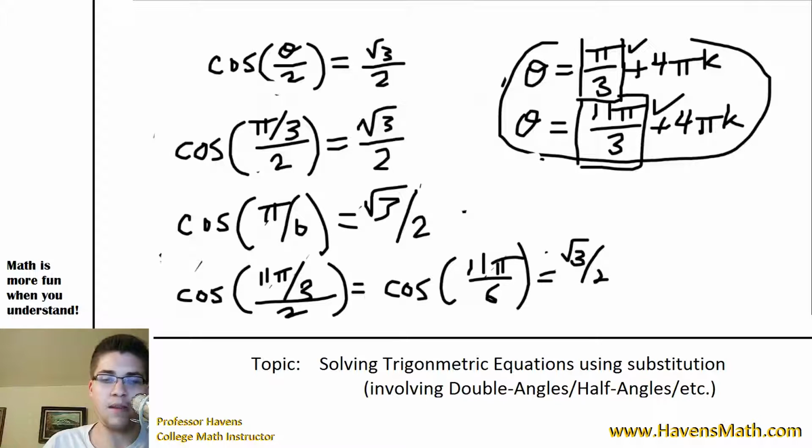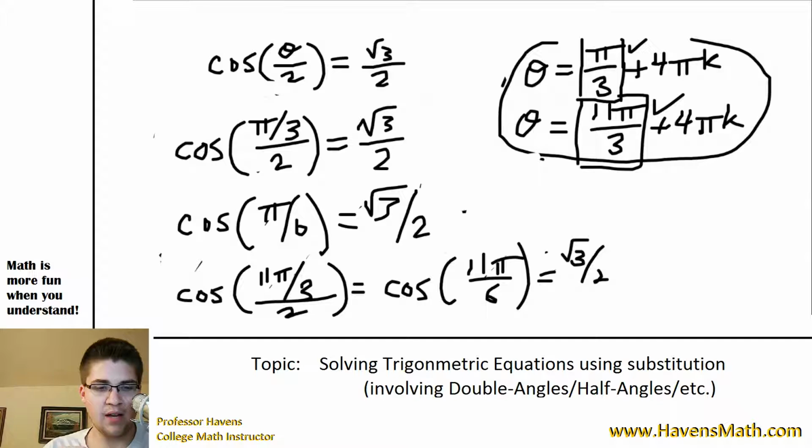And actually, in this case, 11 pi over 3 isn't even on the unit circle. Well, in the normal 0 to 2 pi range, every angle is on the unit circle, but in the normal 0 to 2 pi, there's only one solution to this equation, pi over 3. The 11 pi over 3 actually exceeds 2 pi, so it's not on there. Anyways, let's do one last example.